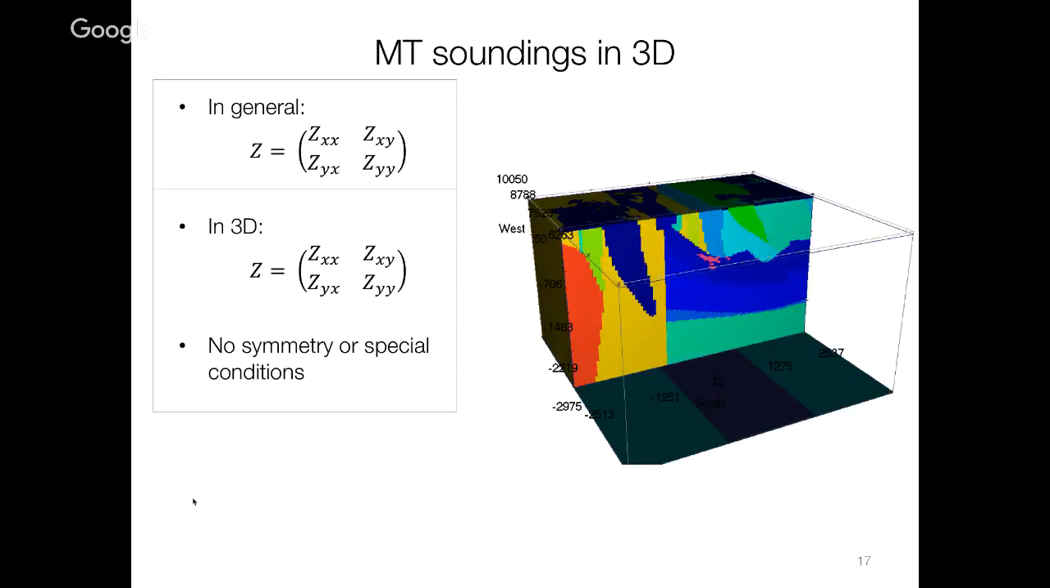In 3D, now things really start to get complicated. All 4 elements of the impedance tensor are active. There's no special symmetry, no special conditions. It's just a big 3D problem.